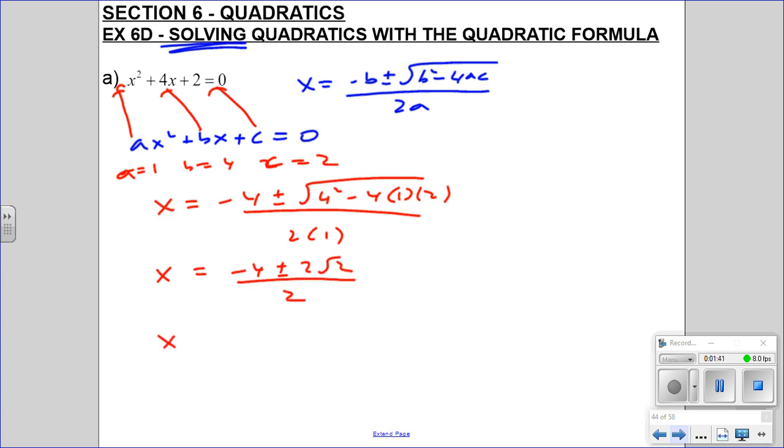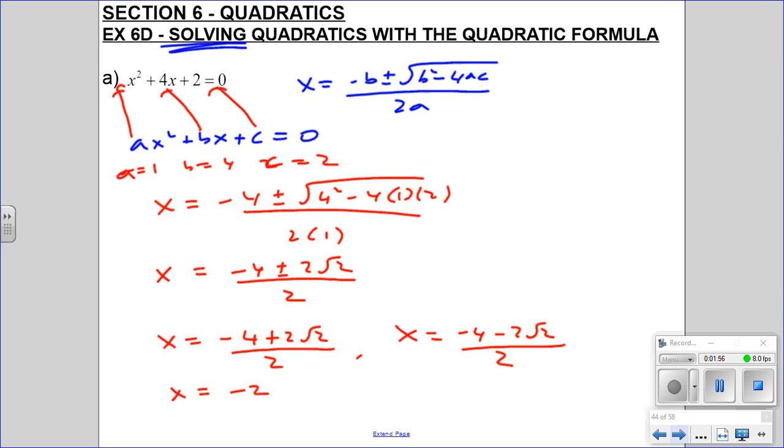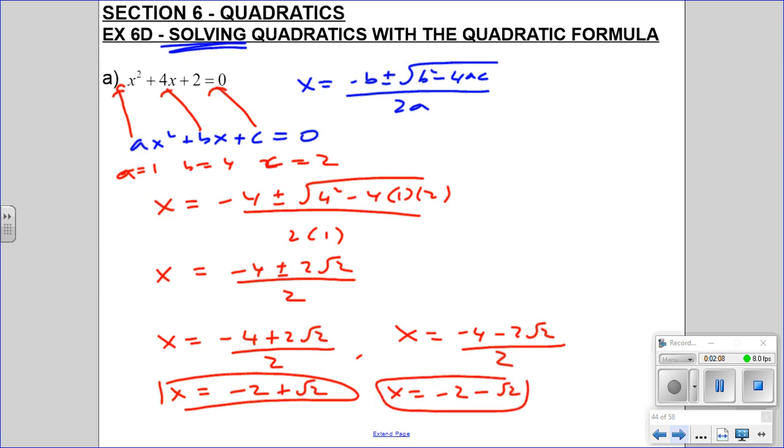So your solution 1 is x equals minus 4 plus 2 root 2 over 2. And your second solution is minus 4 minus 2 root 2 over 2, which of course can be simplified down. Remember, everything is divided by 2. So minus 4 is divided by 2, and 2 root 2 is divided by 2. And here, minus 4 is divided by 2, and minus 2 root 2 is divided by 2 as well. So there's your two solutions. Wicked. Next.